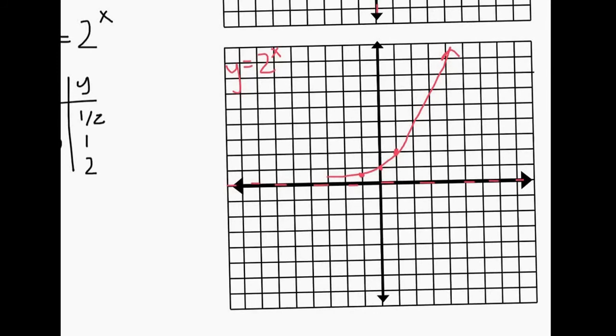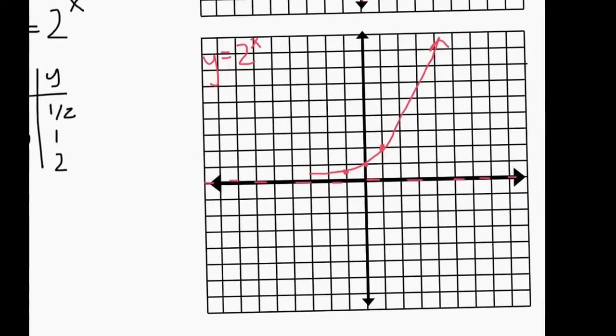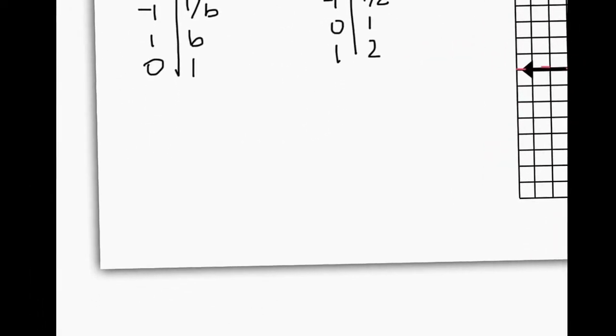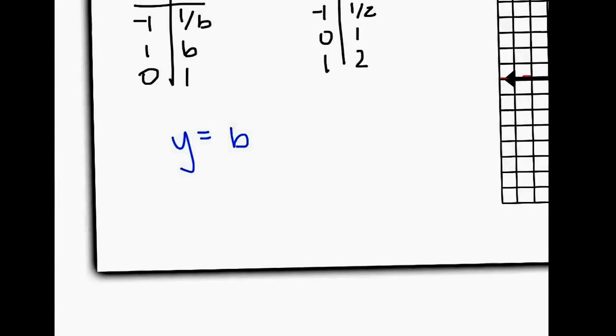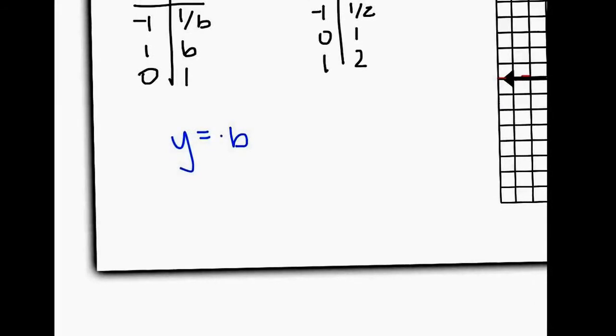Now, even though this equation looks a little bit different, the general form works the same exact way. We've got y equals b with our a stretch out front to the x minus h plus k. Or if we're talking about 2 to the x, that would be a times 2 to the x minus h plus k.